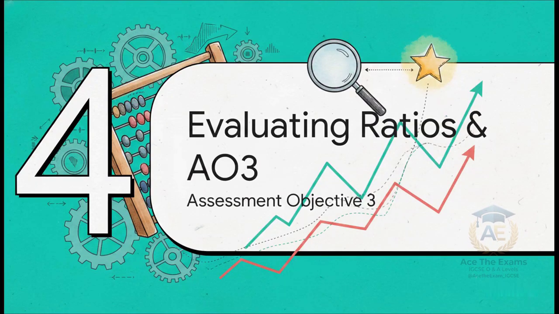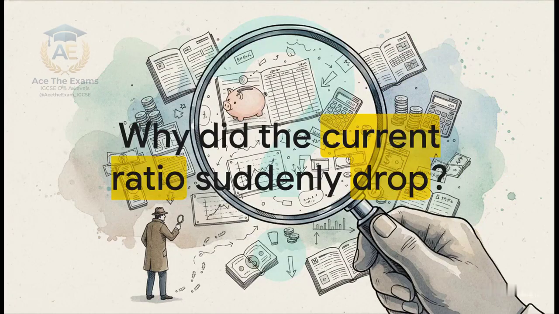Next up, Section 4, Evaluating Liquidity and Ratios, specifically for Assessment Objective 3. In the exam, we might be given a scenario and asked a really analytical question, like why did the club's current ratio suddenly drop? Now, this requires a total shift in our mindset. We have to move from doing basic math calculations to doing high-level evaluation. We essentially have to play financial detective.